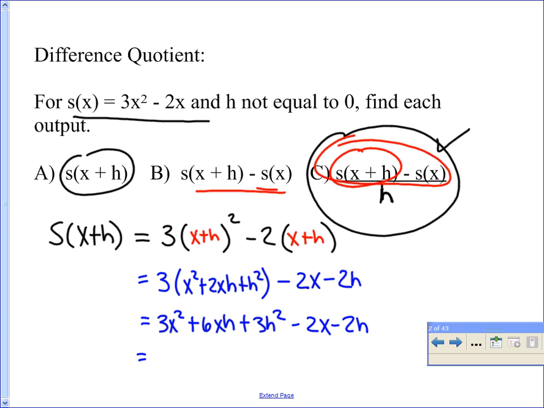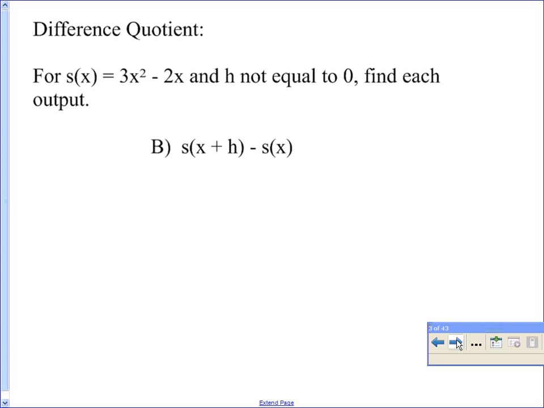And then I continue to simplify here, and you notice that there are no terms here that can be combined, so we can actually just leave it like this, and that's fine. So we've got the 3x squared plus the 6xh minus the 2x minus the 2h, and then plus the 3h squared. So we're just going to leave it as this for now. That's the first expression. And now that we have that, we're going to find the next expression. I'm going to move on to the next page.